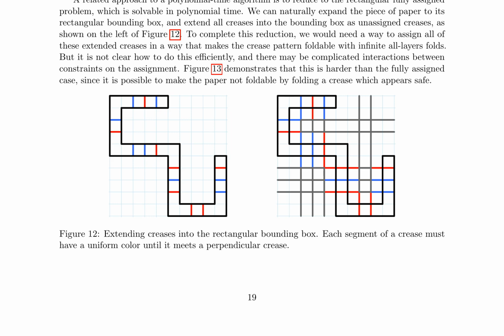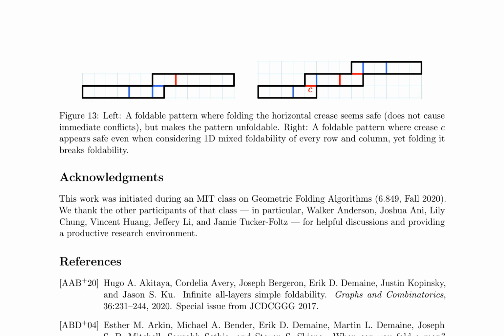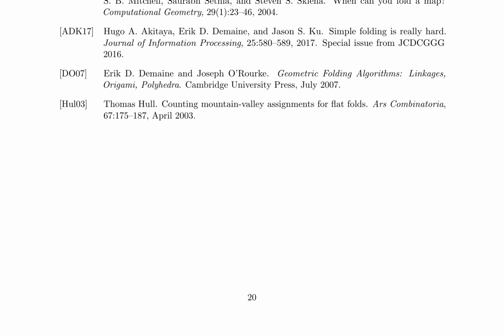One approach to proving hardness is to modify the reduction from the rectangular mixed assignment problem, removing a small neighborhood of paper around each unassigned crease. However, this process often disconnects the paper, making it difficult to overcome this barrier. An alternative approach is to reduce to the rectangular fully assigned problem, which is solvable in polynomial time. The authors propose expanding the piece of paper to its rectangular bounding box and extending all creases into the bounding box as unassigned creases. However, assigning these extended creases in a way that makes the crease pattern foldable with infinite layers folds remains an open challenge.